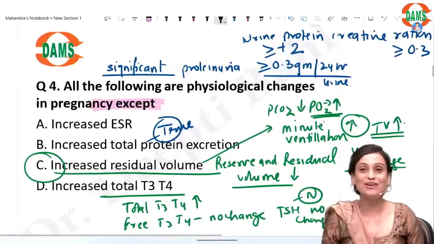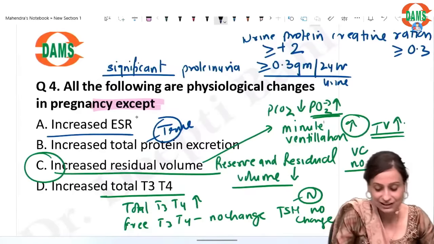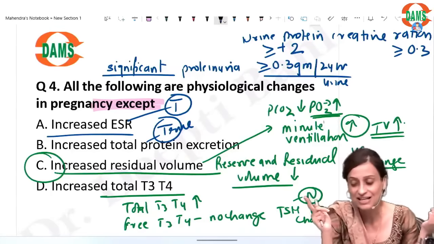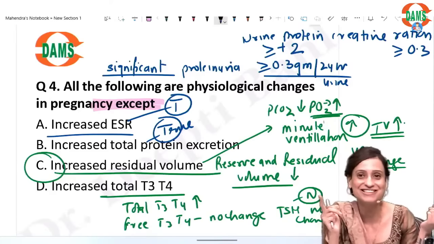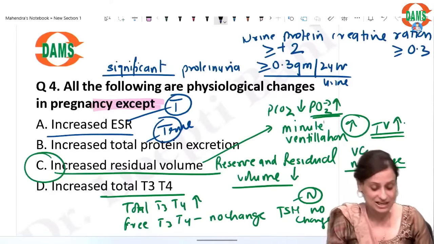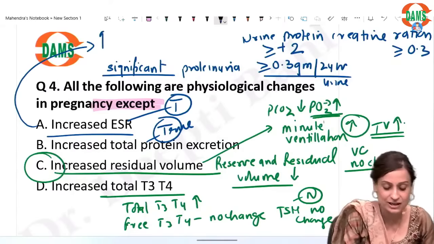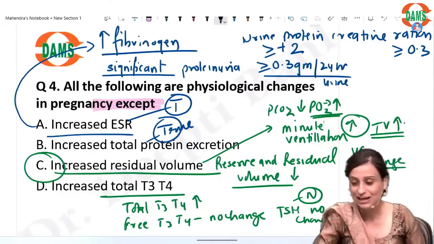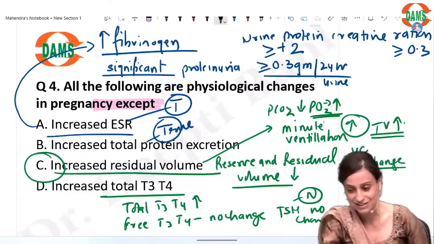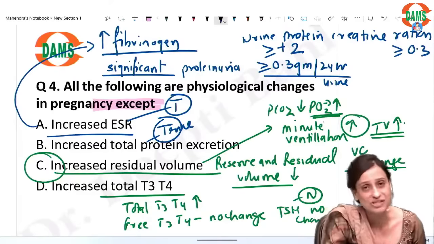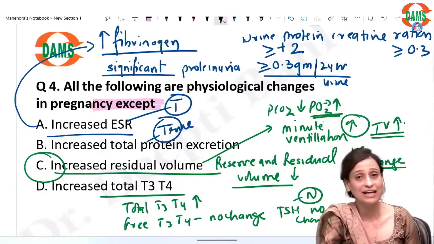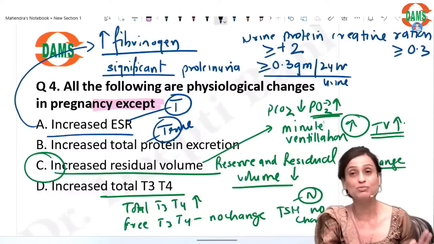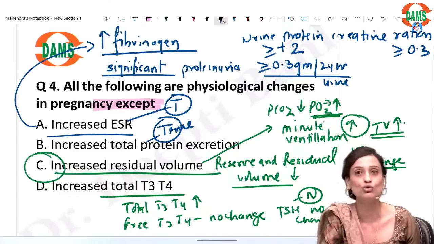Okay, what about ESR? So yes, definitely ESR increases. Who is going to tell me the reason behind the increase in ESR? What is the reason? It has been a PYQ in INICET. So remember, the reason here is the increase in fibrinogen levels. Yes, Sunanda, you are absolutely right. Respiratory rate shows no change. So please remember that respiratory rate also shows no change.